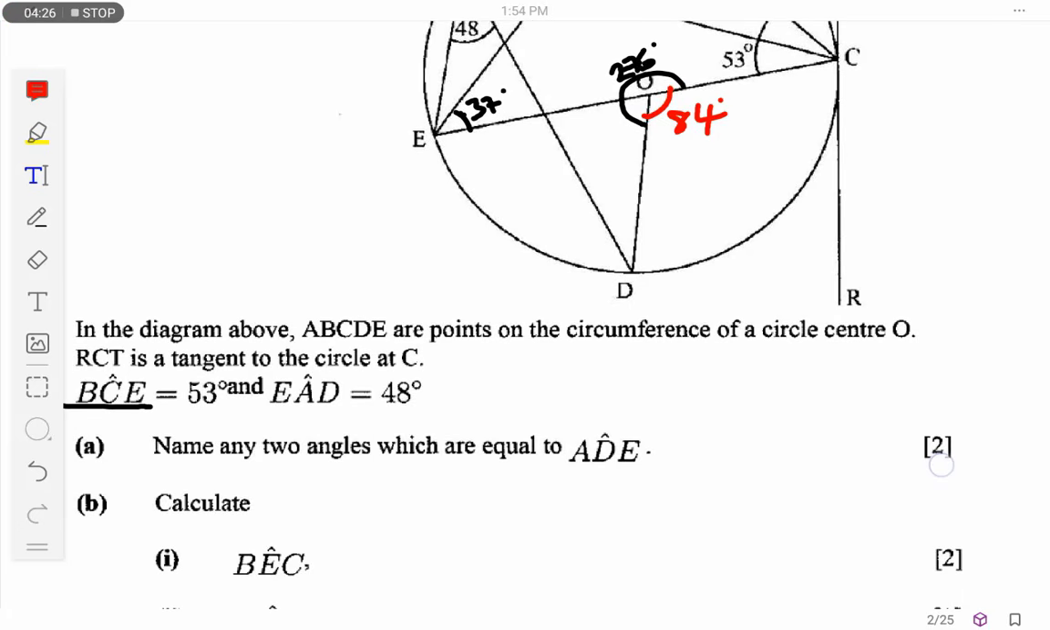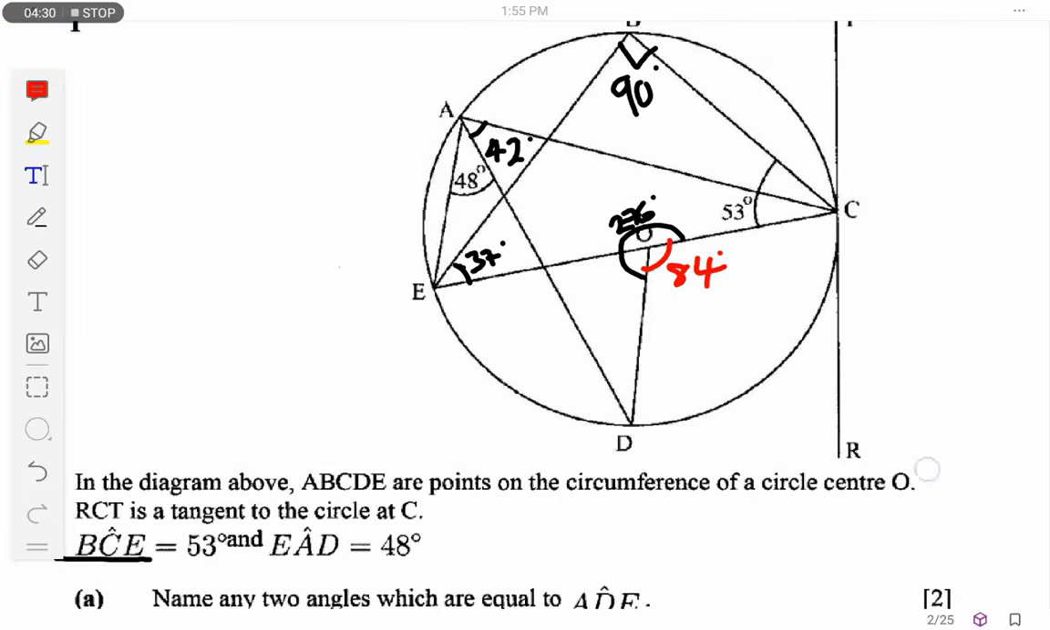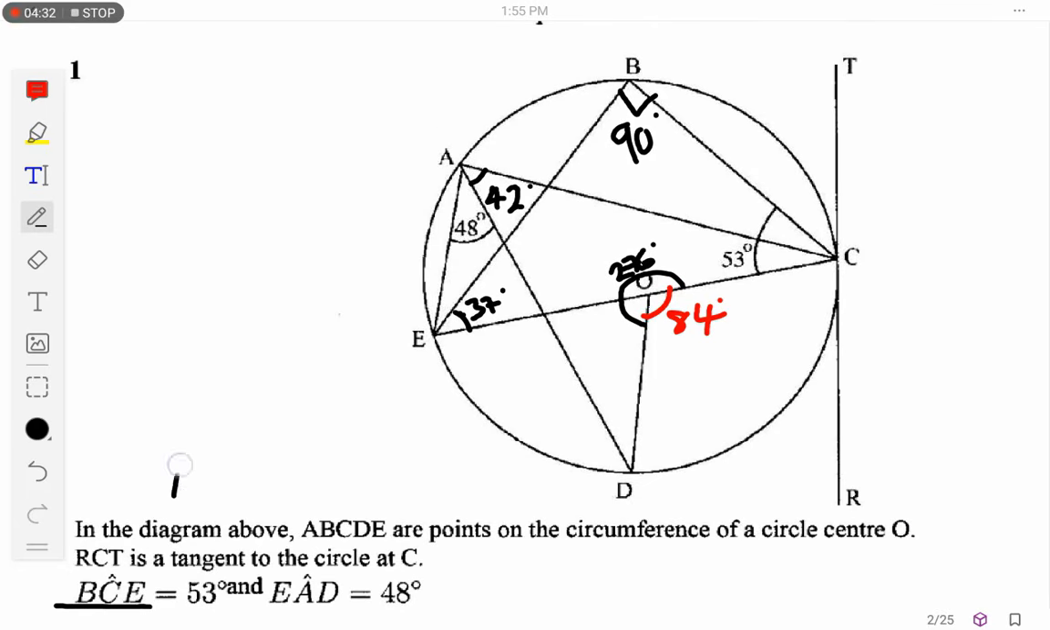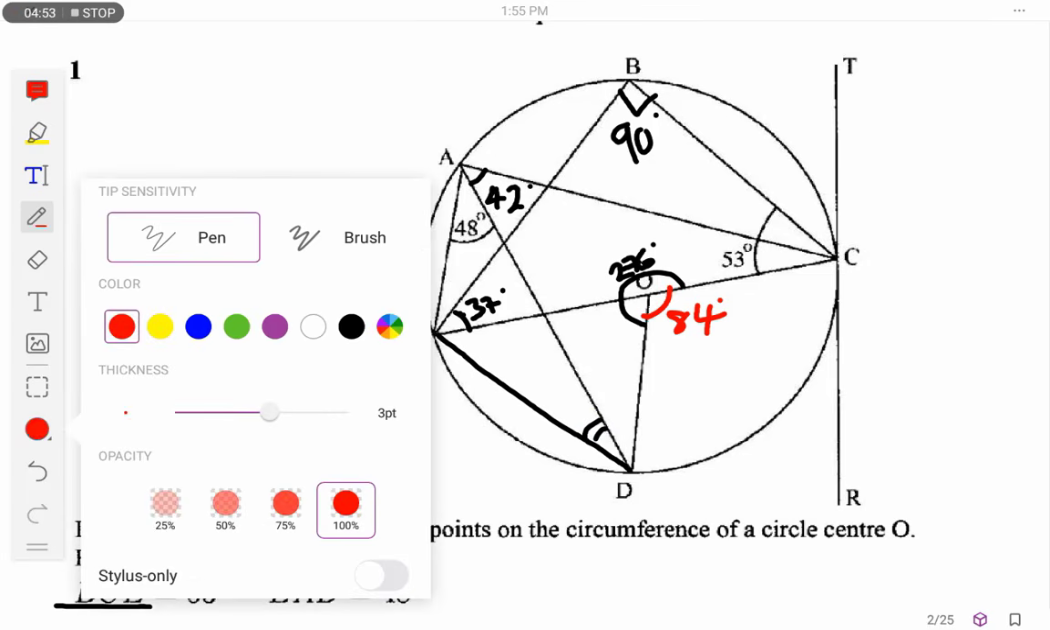The first one is saying, name any two angles which are equal to ADE. ADE. Where is our ADE? Okay, that one. I didn't see that one coming. So when they are saying ADE, I can extend this point, so that we have this ADE there.